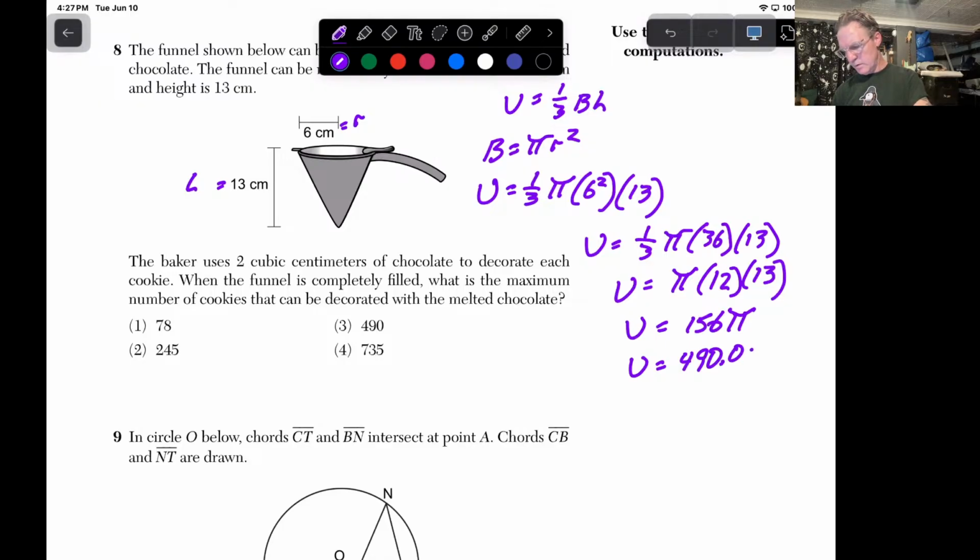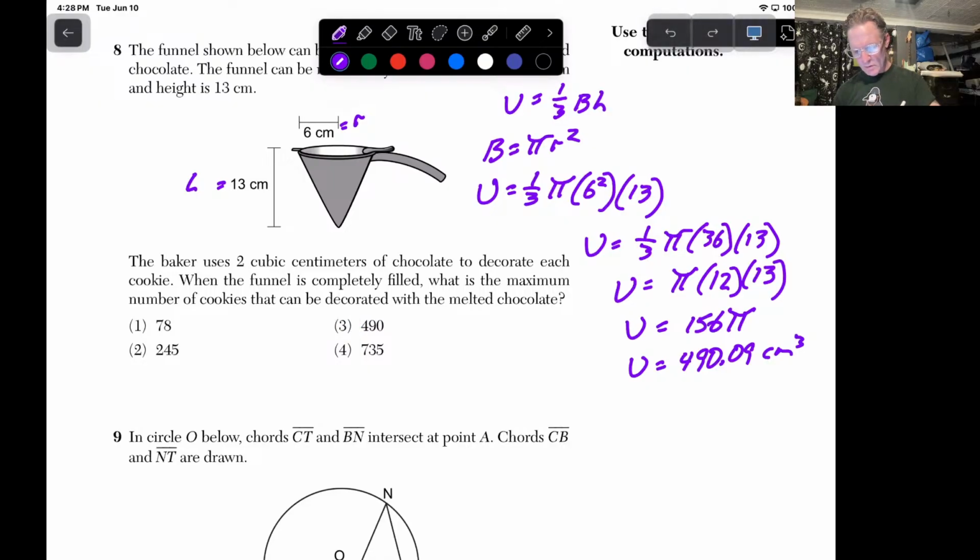490.09 cubic centimeters. Oh, look, that's one of the answer choices. Is that our answer? No, because they're trying to trick you. So be careful. You can use that to your advantage, right? Look at all of the answers and see which one is divisible by 2, and then that's your answer. You know what I mean?